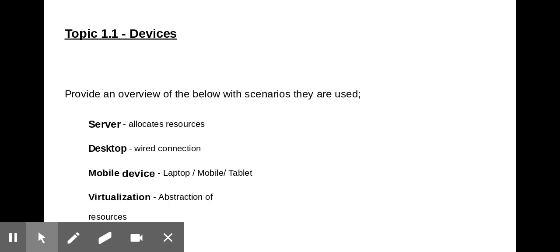Okay, mobile devices such as laptops, mobiles, and tablets. So don't just think of it as a mobile phone. You've got basically anything that's got a wireless connection is a mobile device.